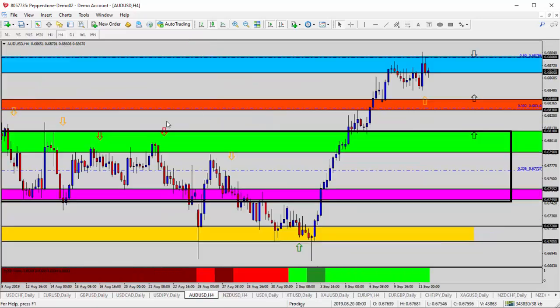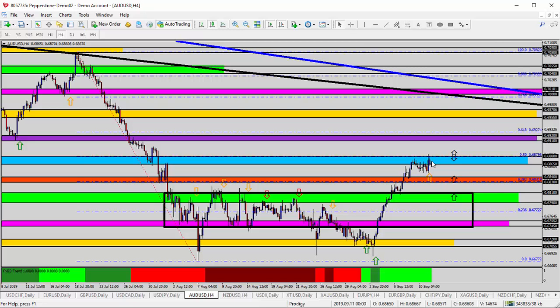Let's take it on down to the 4-hour time frame. Then we look at this blue zone here on the 4-hour, and we can see the difficulty it's having around this blue shaded area. It's been so far unable to break through.